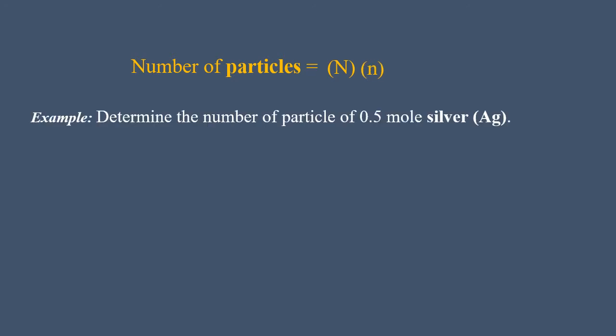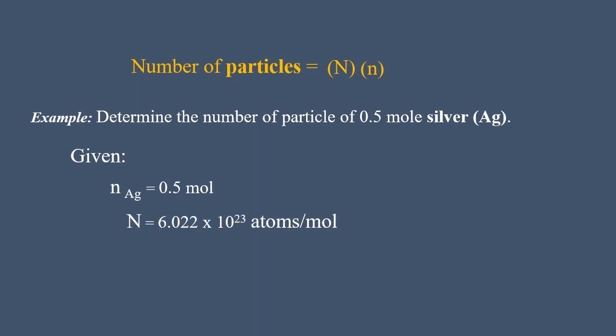For example, determine the number of particles of 0.5 mole silver, or Ag. Of course, in doing calculations, we always start with the given quantities. The given quantities are the number of moles of silver, which is 0.5 mole. And Avogadro's number, which is a constant, is 6.022 times 10 to the 23rd atoms per mole.